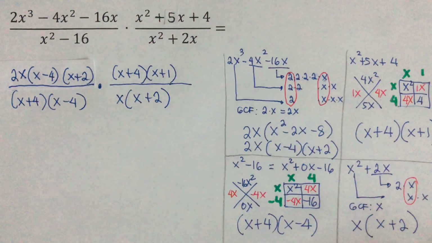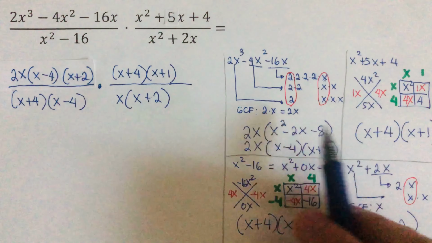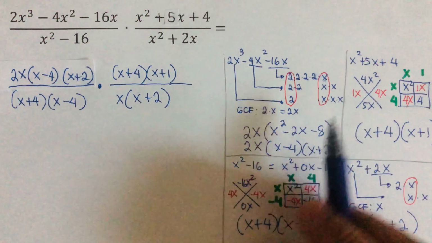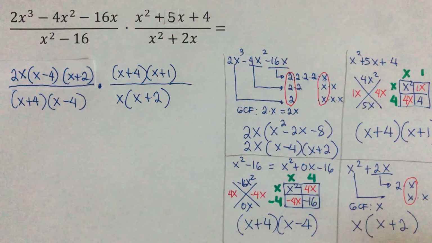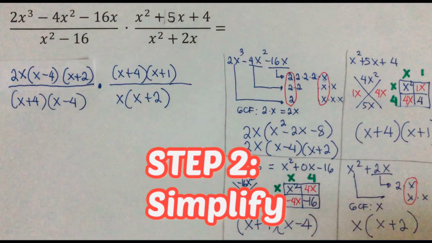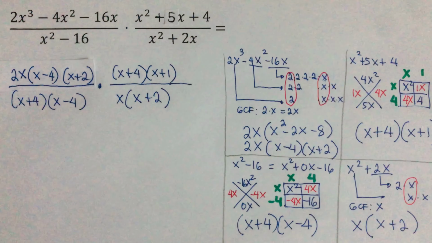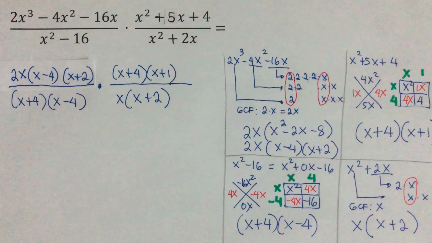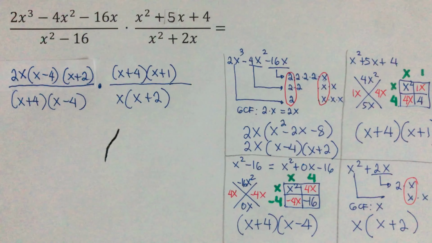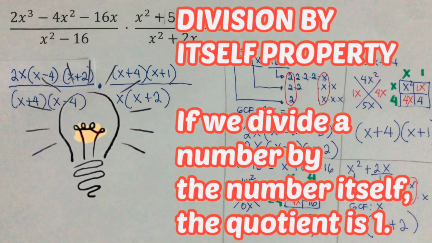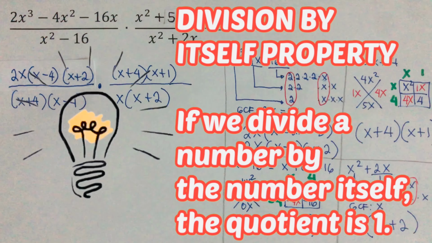Okay, so after we've written all of these factors that we got from the work that we have over here on the side, we are going to move on to the second step. The second step is to simplify. In order that we can simplify this, we're going to cross out those that are actually the same on the numerator and the denominator, because again, we remember the division by itself property, which states that if we divide a number by the number itself, then the quotient is 1.